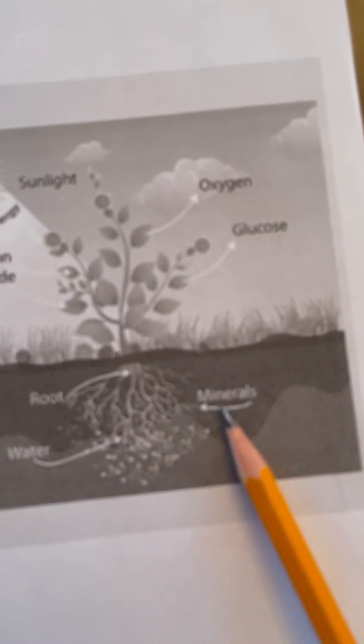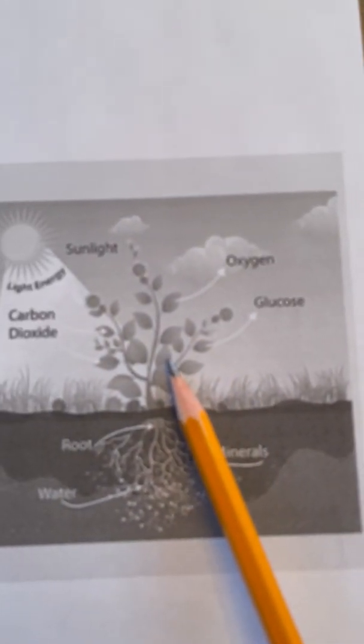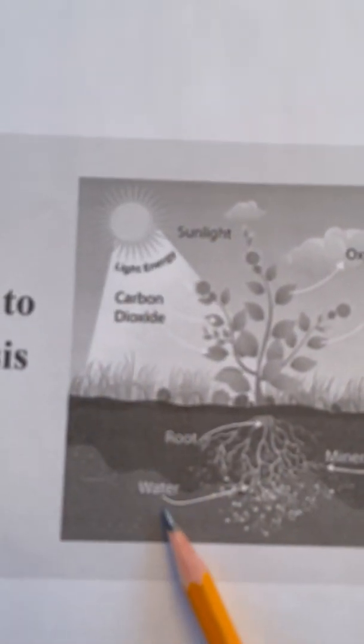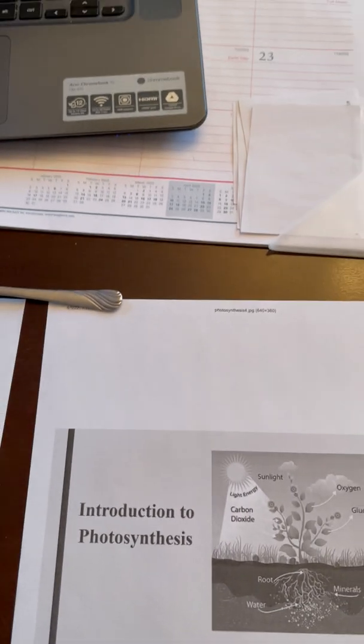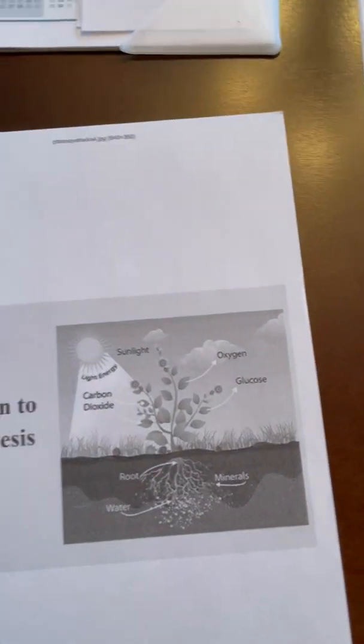It also takes in some minerals. The plants do require some minerals, but the minerals are not food. Its food is the sugar. Once it makes that sugar, it can use the sugar to do respiration, make carbon dioxide and water again, and release the energy in the form of ATP molecules.